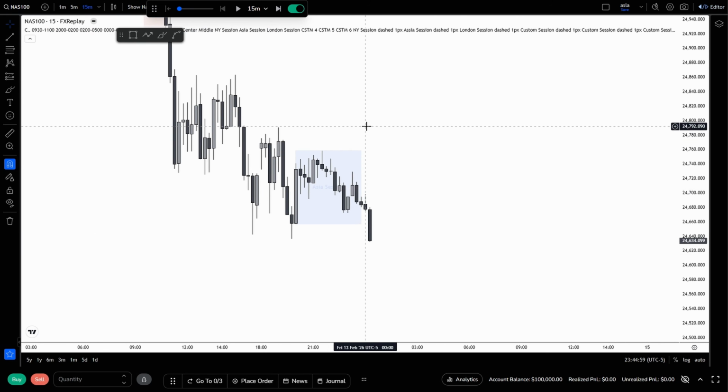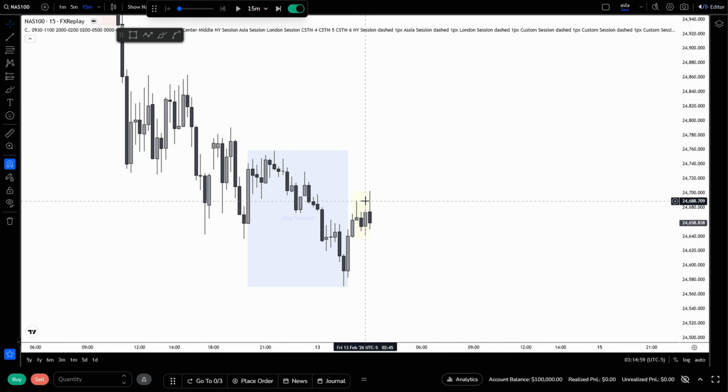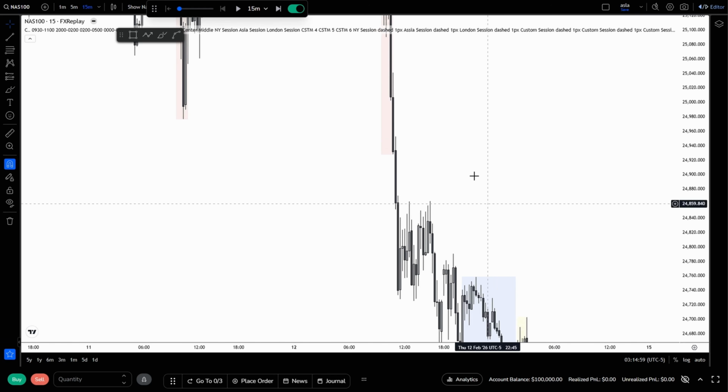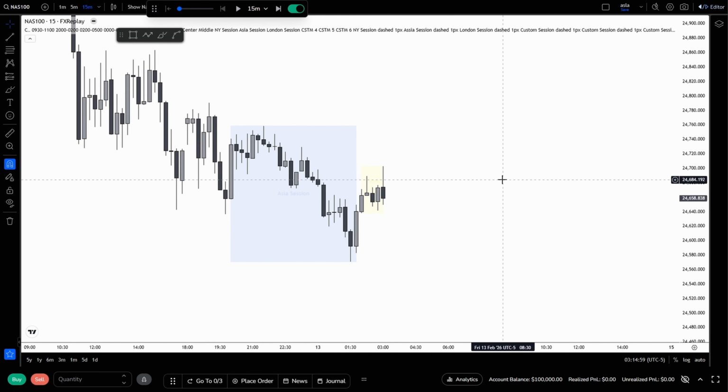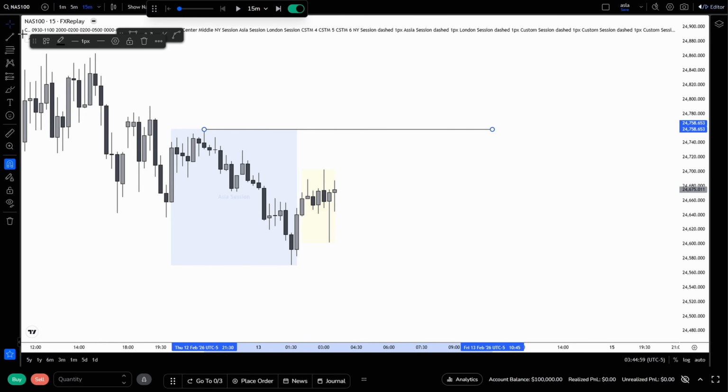Let's start the day from the Asia session. This blue box defines the Asia session, the yellow box defines London, and the red box marks the 9:30 New York Open. Since we're using a session liquidity indicator, we don't have to manually mark out the ranges. They're already defined for us.